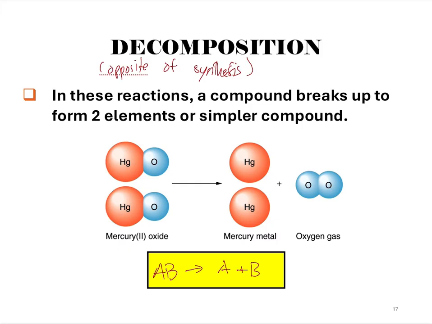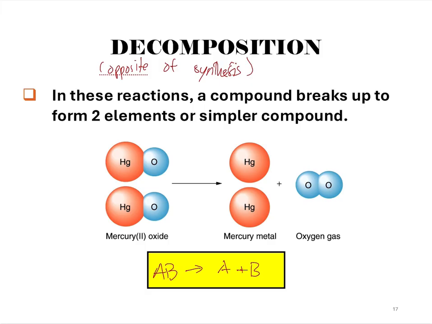So for example, if we have mercury 2 oxide, that can decompose into 2 mercury metal ions and oxygen gas, right? So if you were to write the balanced chemical equation based off of the molecules here, what would be the balanced chemical equation here?